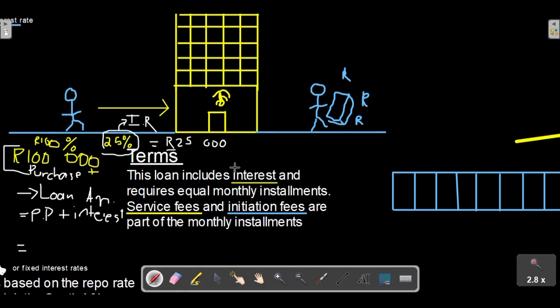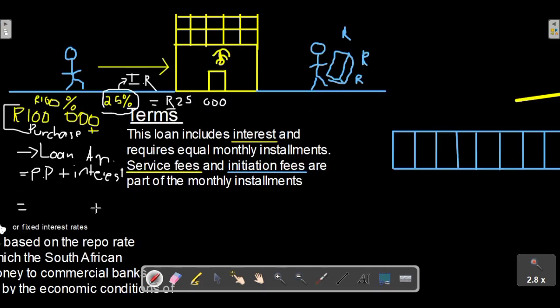So that means the total amount of the loan is the purchase price plus the interest, which is 100k plus 25k, right? And so that means that the loan amount would then be 125,000 rands. So that's what you'll be paying back in installments.